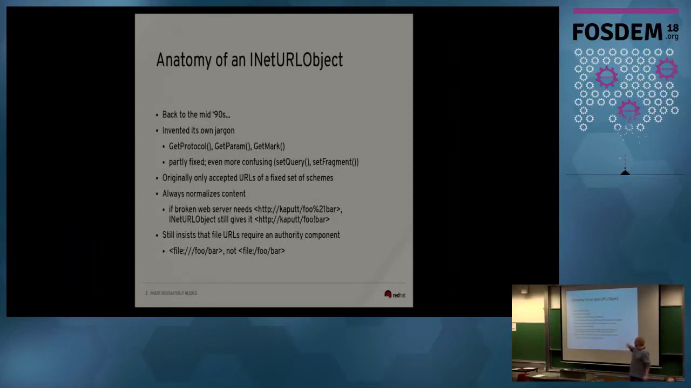And this URL object still insists on file URLs having 3 slashes because there needs to be this authority component, even if it is empty, or it could also be localhost. But in the RFC, of course, you can leave it out. In our implementation, it still has to be spelled out, these 2 funny slashes. And when Java creates a file URL, for example, it always uses this.